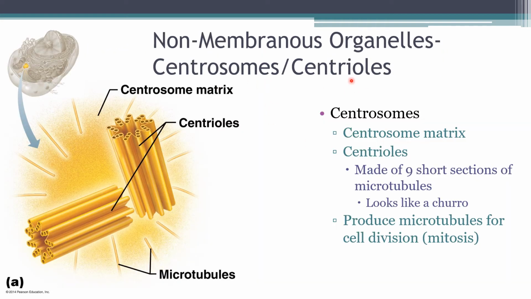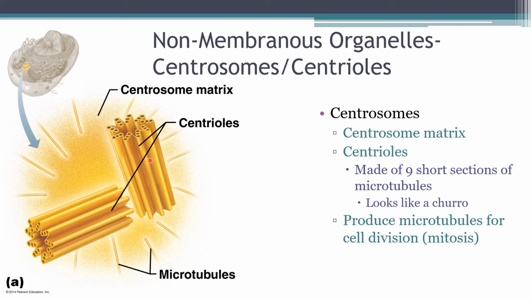Last are the centrosomes and centrioles. So centrosomes are spherical regions in the cell near the nucleus that contain a cloud of protein called the centrosomal matrix or centrosome matrix, with an inner portion of a pair of perpendicular centrioles. So notice that this centriole is perpendicular to this one. And they're always like that inside a centrosome.